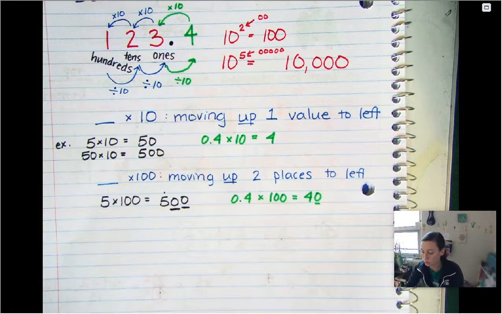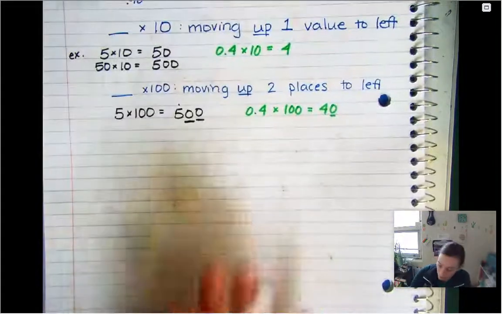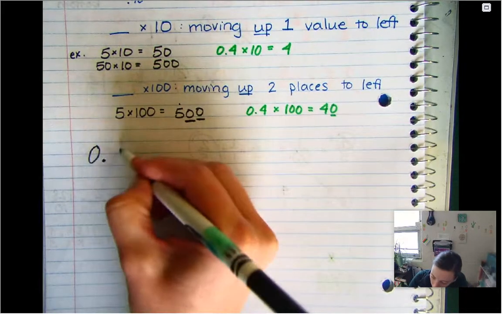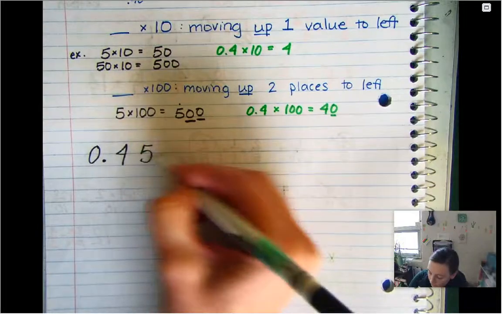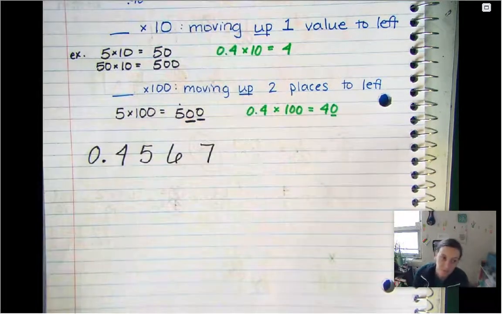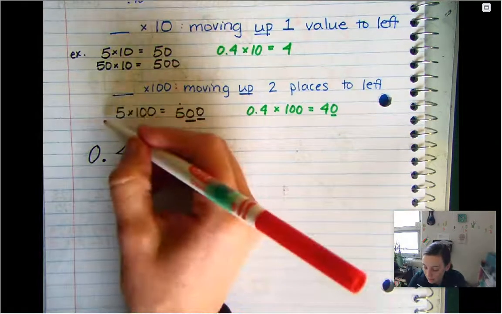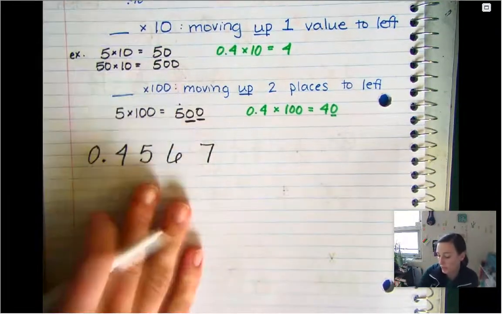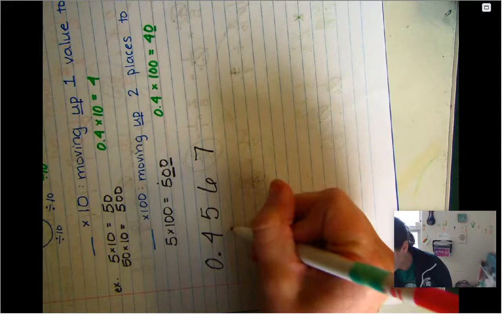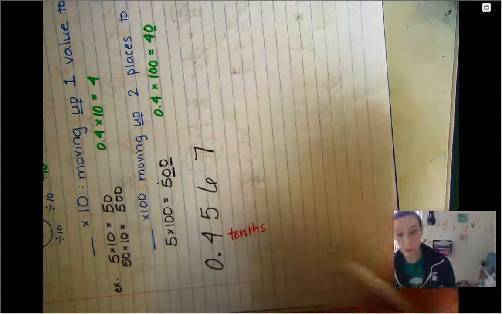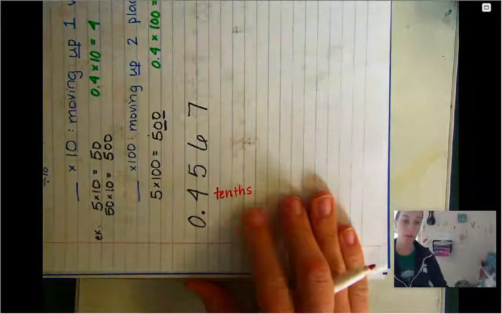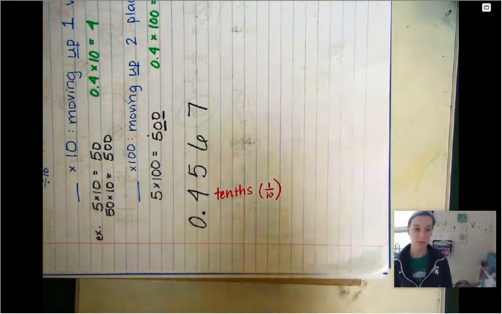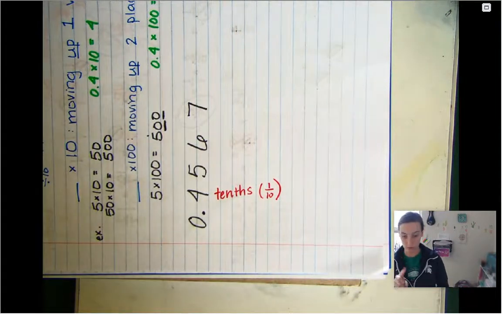So let's bring this into the places that you will need to know. If we have the number 0.4567, okay, the first place value, this 4, is the tenths place. It's called the tenths place because it takes 10 of them to equal 1. So each one of these is 1/10 of a 1, of a whole.